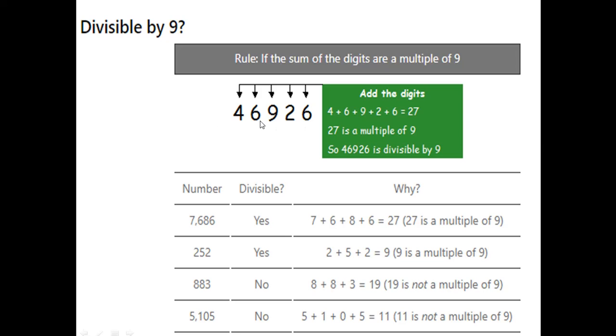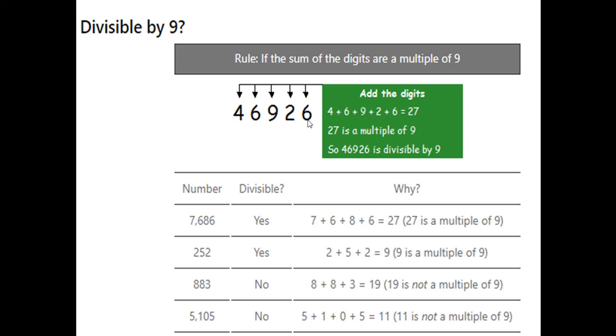Take 46,926. The individual digits you have to take: 4 plus 6 plus 9 plus 2 plus 6. The total sum you will get is 27. 27 is a multiple of 9, so the number is divisible by 9.